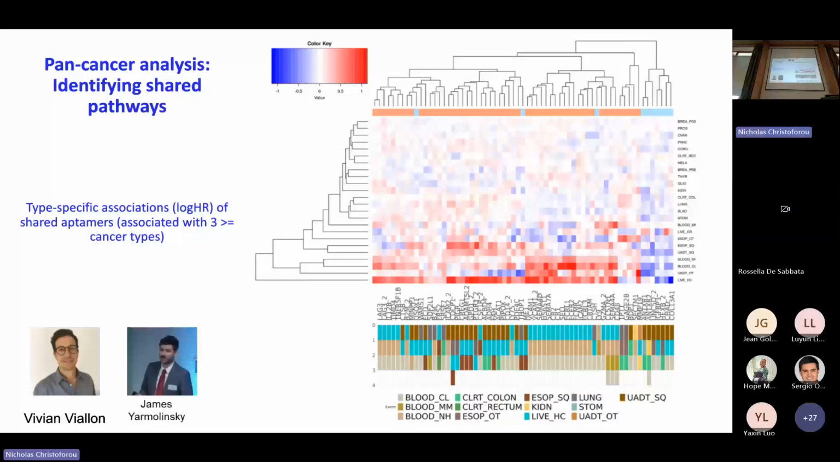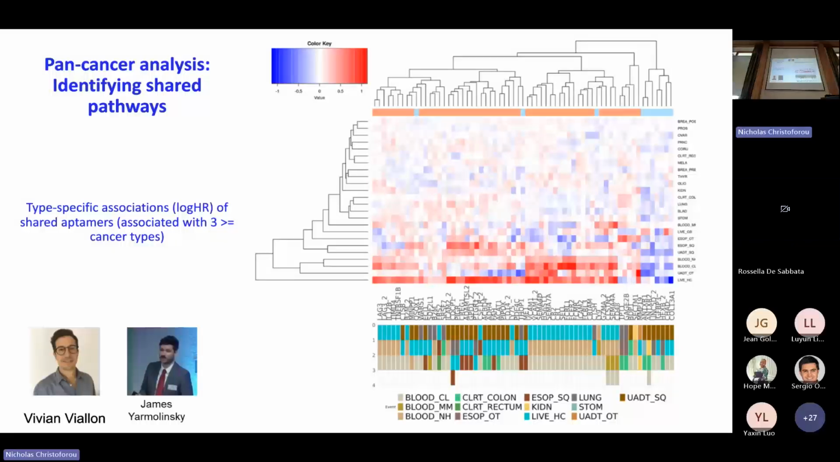But also we see, for example, MUC16, which is also known as CA125. That comes up for ovarian cancer, which is already well established as being a risk marker for ovarian cancer. But it also comes up for colorectal cancer and some other gastrointestinal cancers as well, which hasn't been so well known up until now.